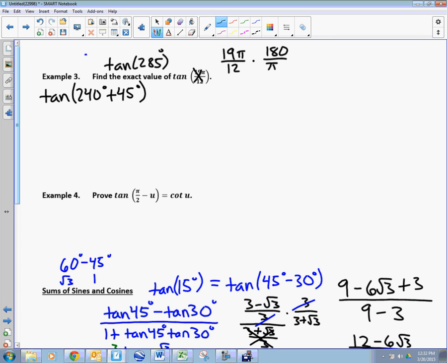Let's now express that in the form of our formula. We got tangent of 240, plus tangent of 45 over 1 minus tangent 240 times tangent 45.